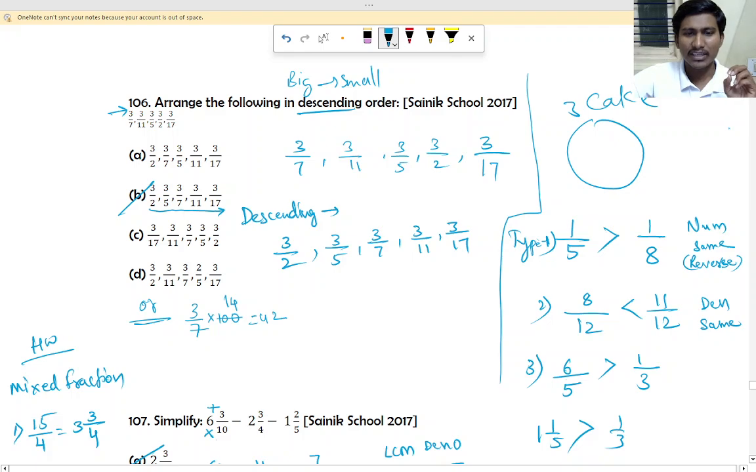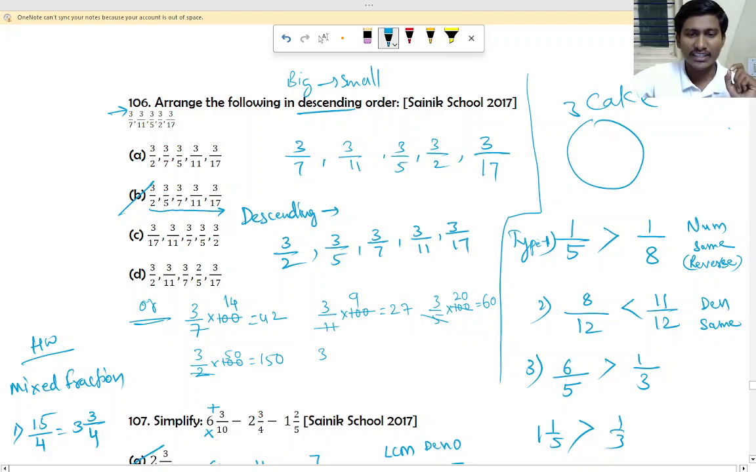And after that, 3 by 11 is there. So 3 by 11, you multiply with 100. 11 nines are 99. So 3 nines are 27. Next is 3 by 5, into 100. 5 twos are 10, 0 as it is, 2 threes are 6, so 60 will come. Then 3 by 2, into 100, so 50, 3 fives are 15, so 150 will come.